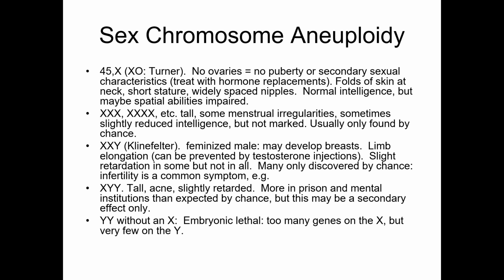There can also be another type, what you call XYY, tall, slightly retarded. Most of the time, people having the XYY chromosome may be in prison or a mental institution. Then the last type is YY without X. Because either it should be XY or X0. Though they will survive up to the embryonic state, in the embryonic condition they become lethal.